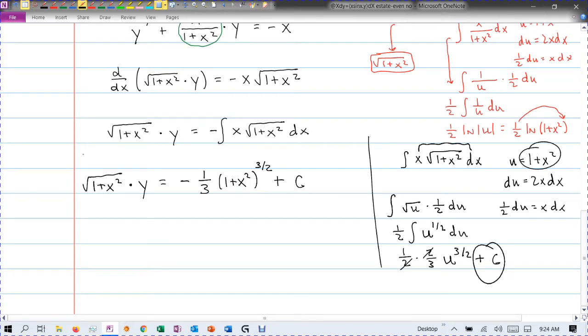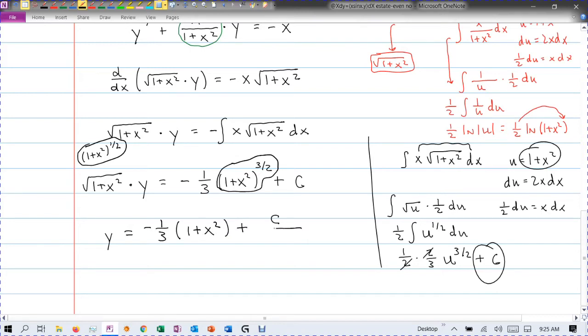It's not really relevant. So there's where we are, and now we divide through by the square root of 1 plus x squared, which remember is just 1 plus x squared to the half. So on the left side, we just get y, oops, not y prime, equals negative 1/3. So when you take this and divide that by this, you subtract, and so you're just going to get 1 plus x squared to the first power, 2/2. So you're just going to have 1 plus x squared there, and then plus, now we have to take our constant and divide it by the square root of 1 plus x squared.